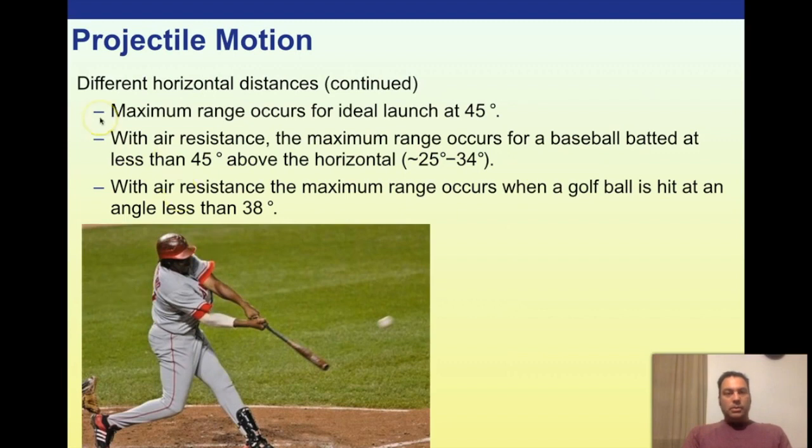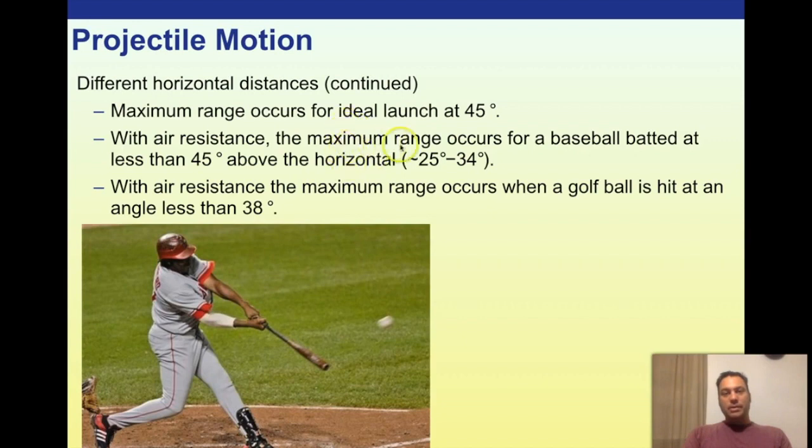All right. But the problem is that in that former scenario we're dealing with a situation where there's no air resistance. Of course, on planet Earth, there is lots of air resistance, and we need to keep that in mind. So while the maximum range occurs for an ideal launch at 45 degrees, with air resistance, the maximum range occurs for a baseball batted at less than 45 degrees above the horizontal. The reason is that the air resistance tends to knock the ball down.